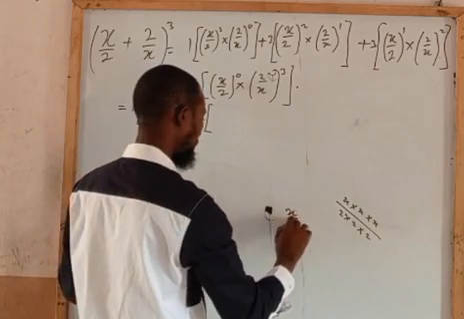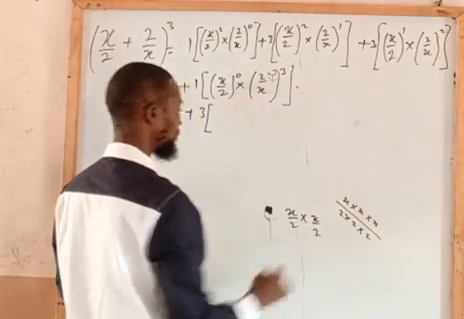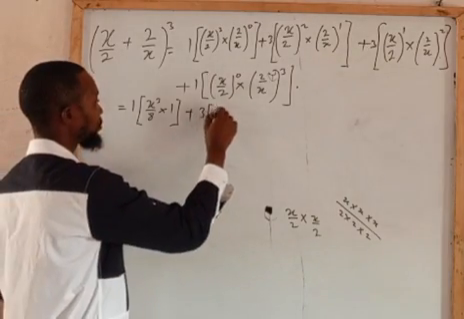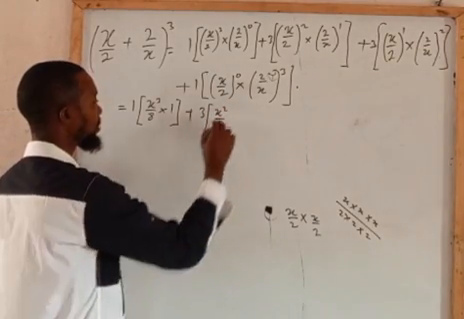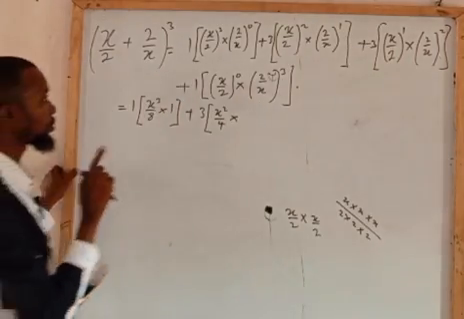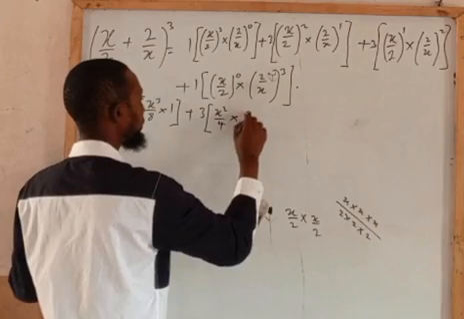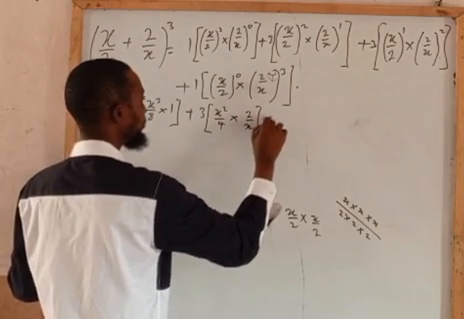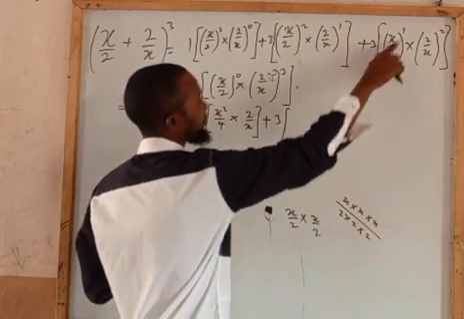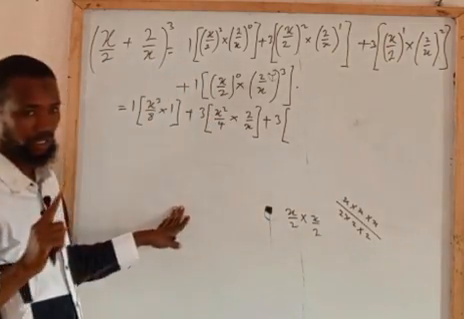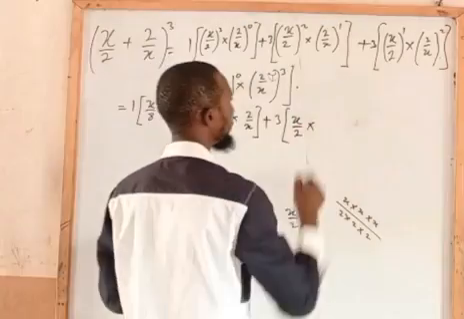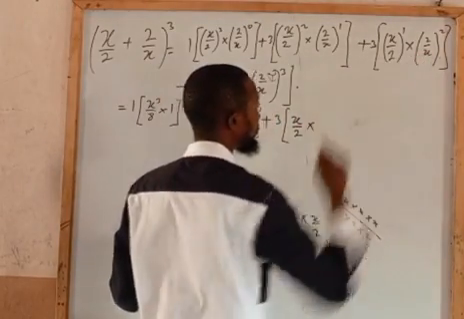Followed by plus 3 into, so here I have x over 2 squared. That means x over 2 multiplied by x over 2. If that multiplication is done, we are going to get x squared over 4 multiplied by, this raised to power 1 means it should be written once. So I will write 2 over x. Plus 3 into x over 2 raised to power 1, which means x over 2 should be written just one time.